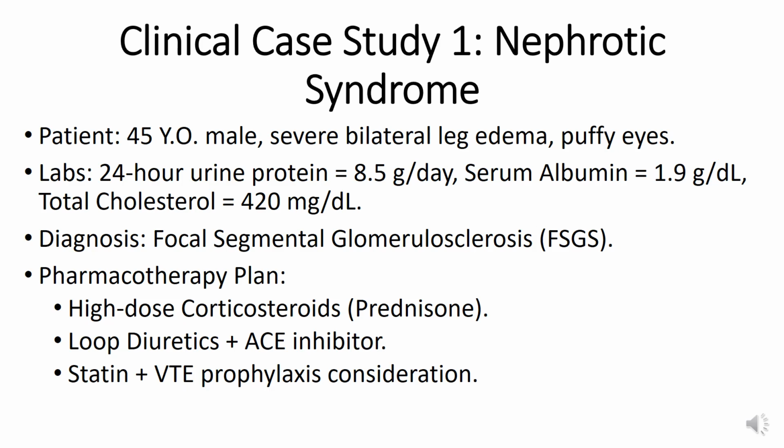Another important consideration is thrombosis prevention. This patient's albumin level is extremely low. Severe hypoalbuminemia increases the risk of blood clots. Loss of natural anticoagulant proteins contributes to a hypercoagulable state. Venous thromboembolism becomes a significant concern. Because of this elevated risk, prophylactic anticoagulation may be considered after carefully assessing bleeding risk.